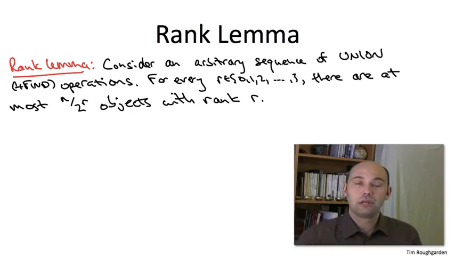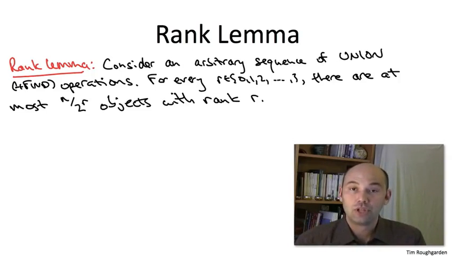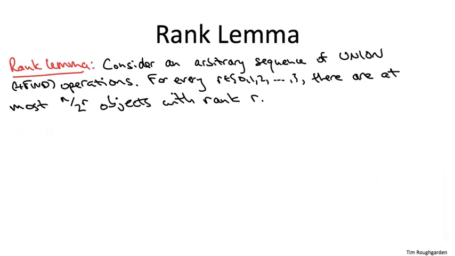So we're going to consider an arbitrary sequence of unions. You can throw in some finds as well. I don't care. Finds don't change the data structure, so they're totally irrelevant. So think about a sequence of unions, a sequence of mergers. The claim is for every non-negative integer r, the number of objects that have rank exactly r at this time is at most n, the total number of objects, divided by 2 to the r. So for example, if r equals 0, it says at most n objects have rank 0. So that's a trivial statement. There's only n objects. But at any given time, the number of objects that have rank 1 is at most n over 2. The number of objects that have rank 2 is at most n over 4, and so on.